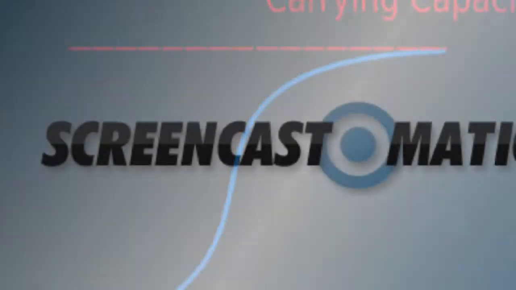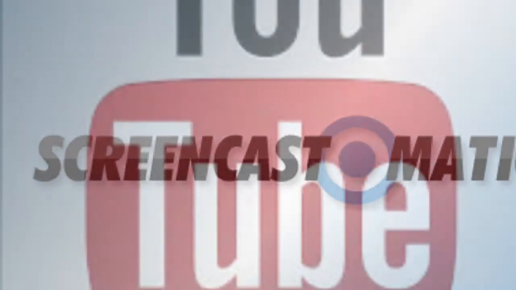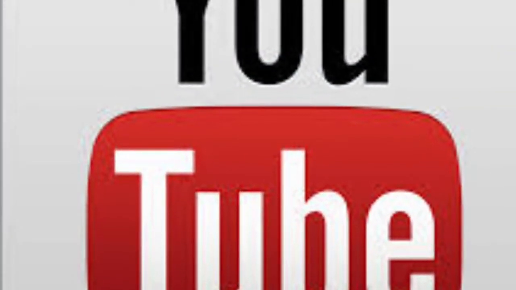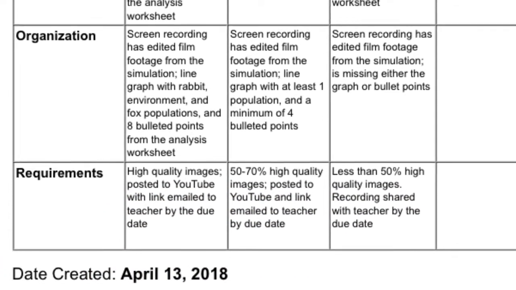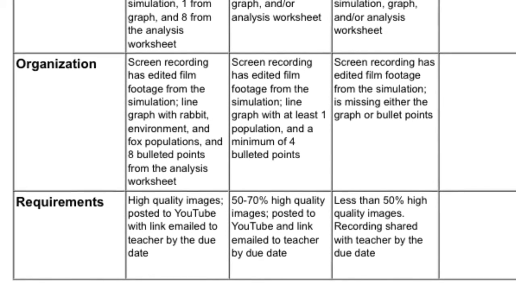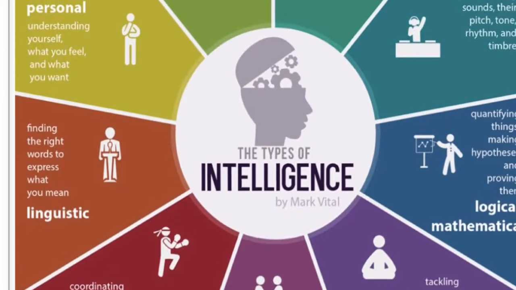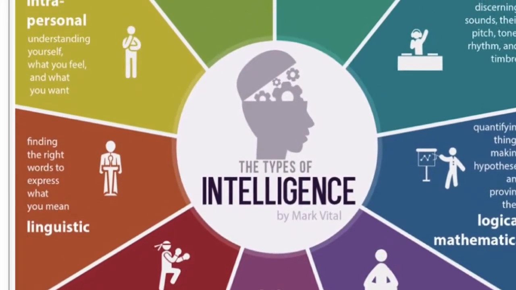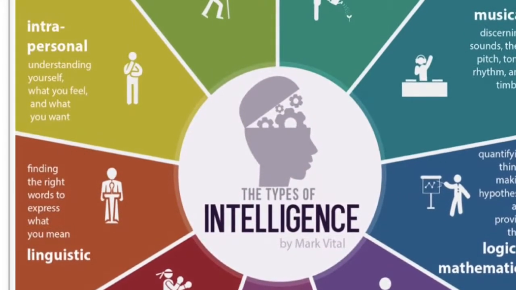The screen recording will be between 5 to 7 minutes long, posted on YouTube, and the YouTube link will be emailed to the teacher. The project will be graded with the multimedia project Population Ecology Screen Recording rubric. The multiple intelligences addressed are visual, interpersonal, verbal, logical, naturalist, and kinesthetic.